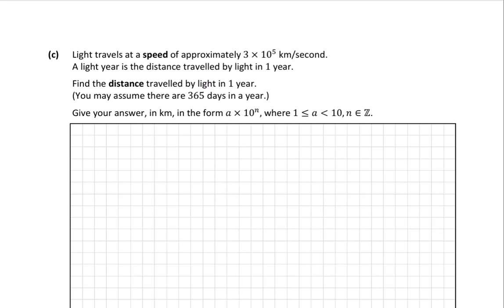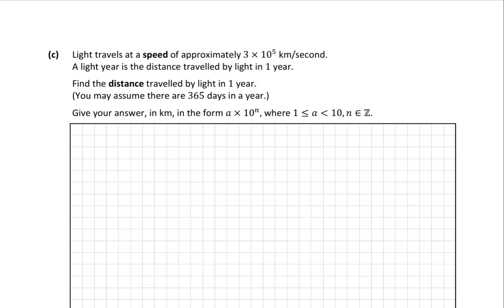Light travels at a speed of approximately 3 by 10 to the power of 5 kilometers per second. A light year is the distance traveled by light in 1 year. Find the distance traveled by light in 1 year. You may assume that there are 365 days in a year. Give your answer in scientific notation.